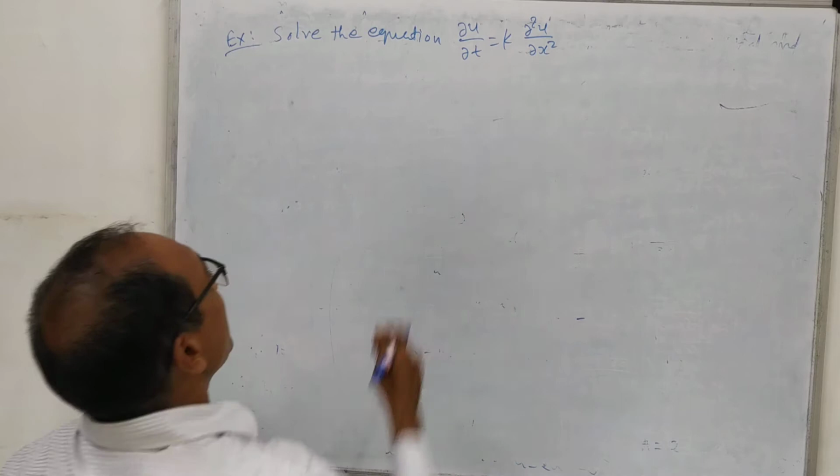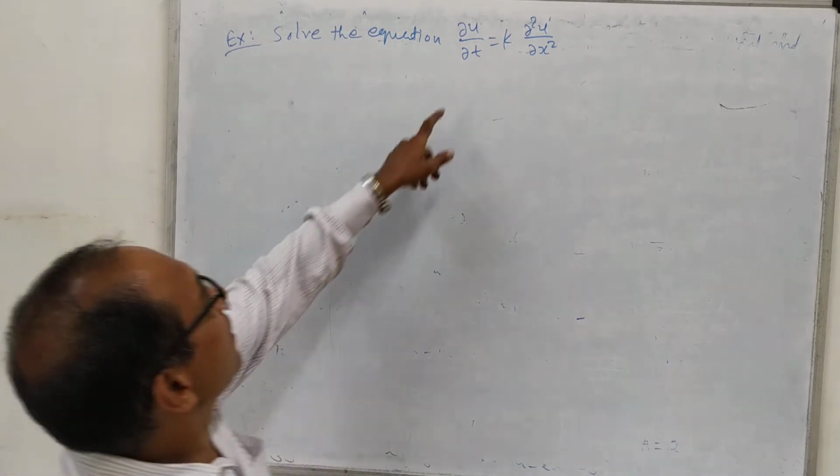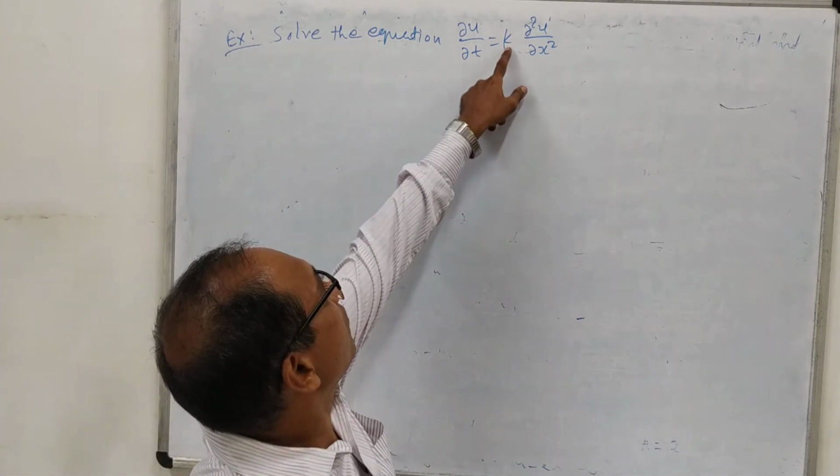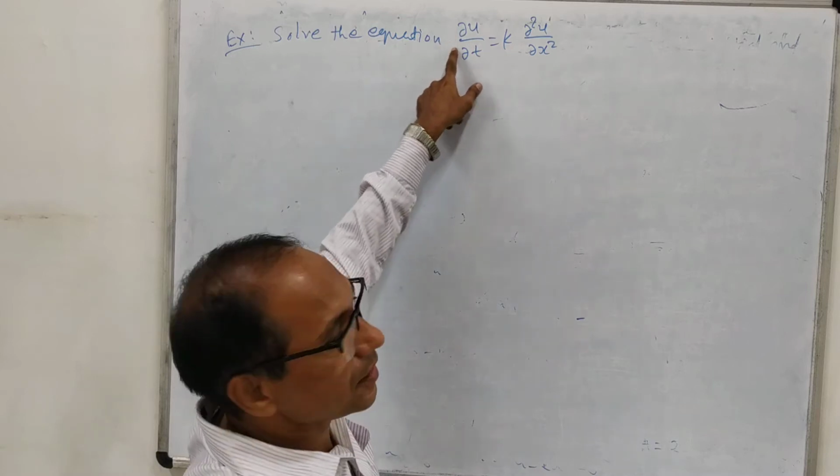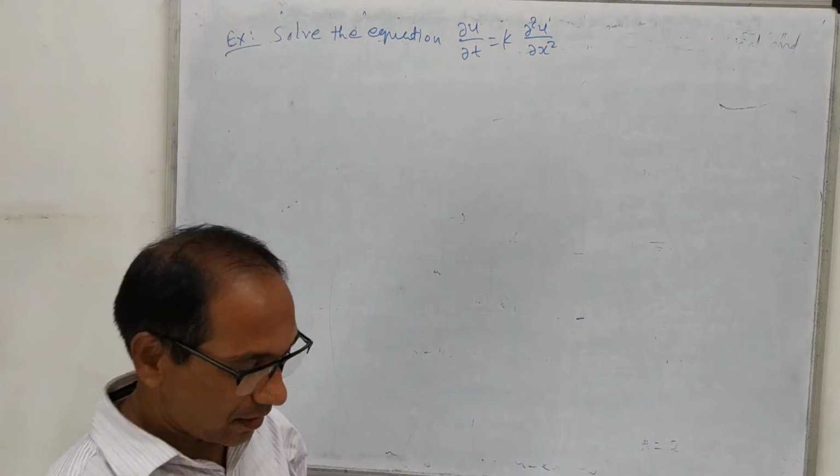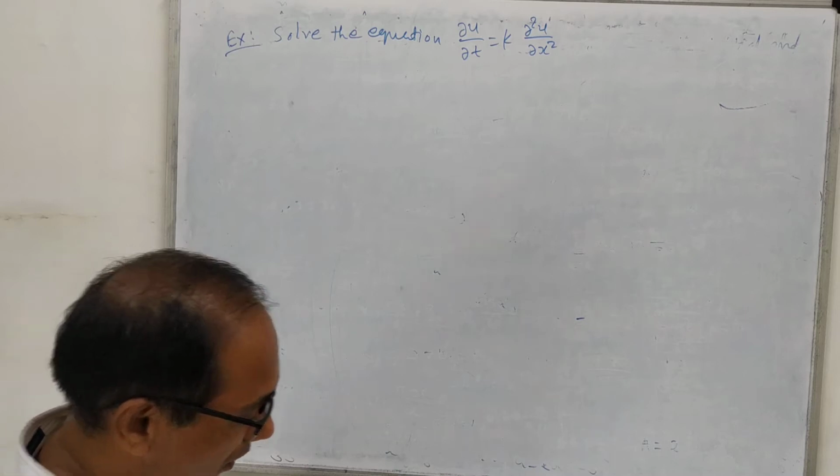So here you can see that normally this is the heat equation, because del u by del t and 1 upon k is written. Normally we write 1 upon c square there, but instead of 1 upon c square, here it is written 1 upon k.